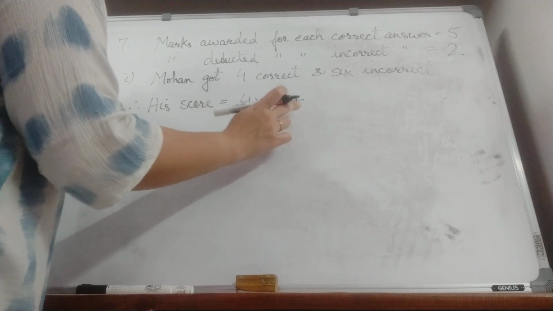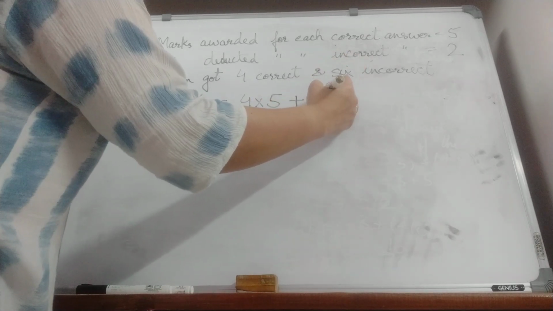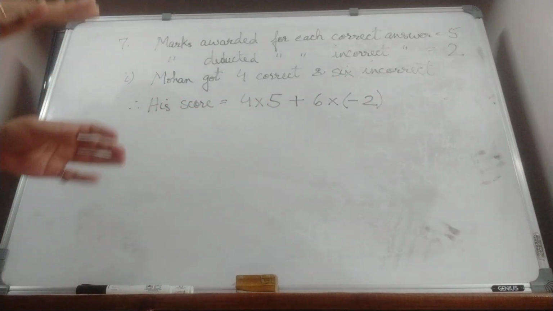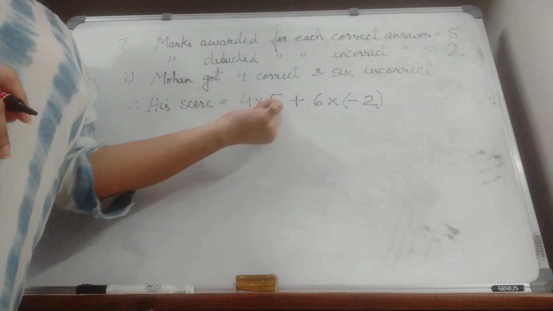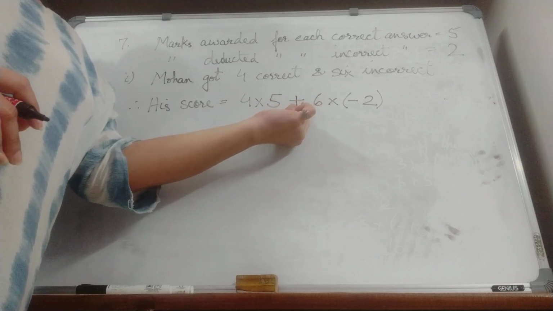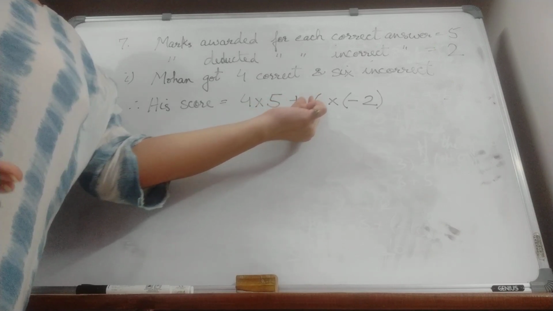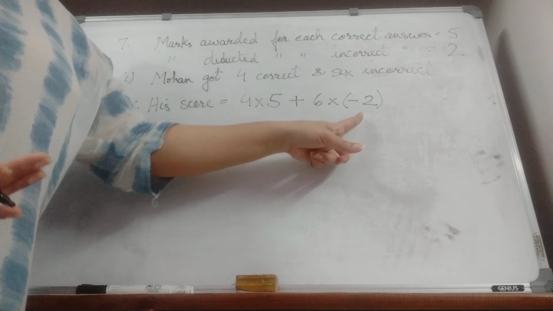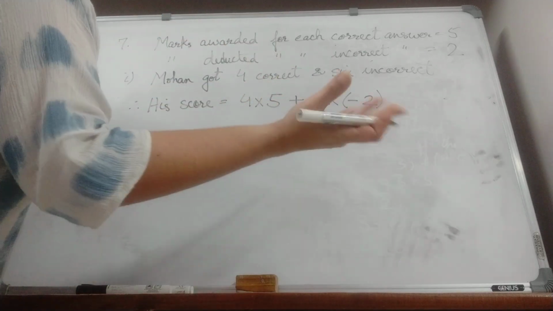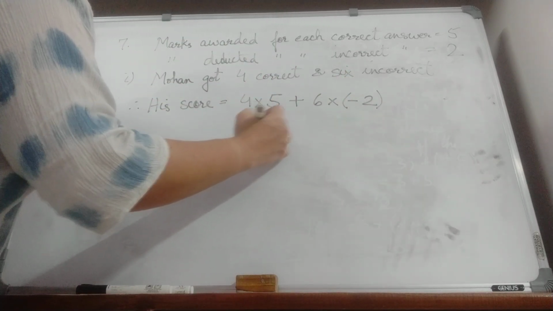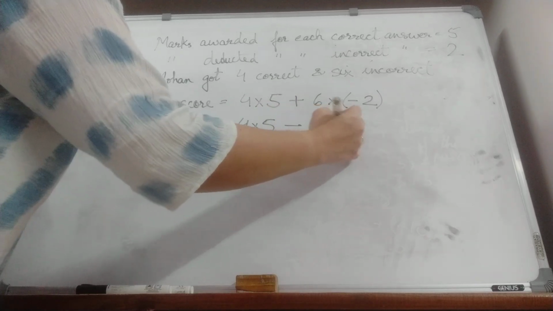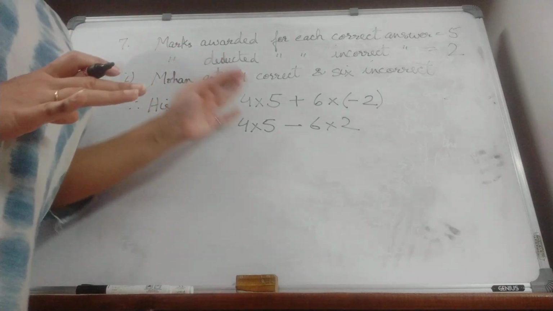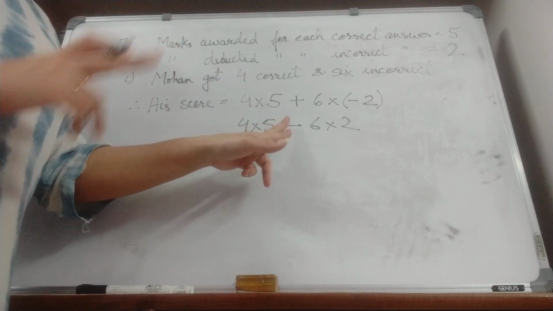And I'll just explain why I'm adding. And 6 incorrect. Total questions were 10, so 4 were correct, which gives 4 into 5 marks, and then we are adding for the next 6 questions. So it will be 6 into minus 2. Why minus 2? Because you're going to deduct these marks. So in effect, if you're okay with that, you can also write 4 into 5 minus 6 into 2. Both of them mean the same. Take it as you understand it. Everywhere it will be the same thing.